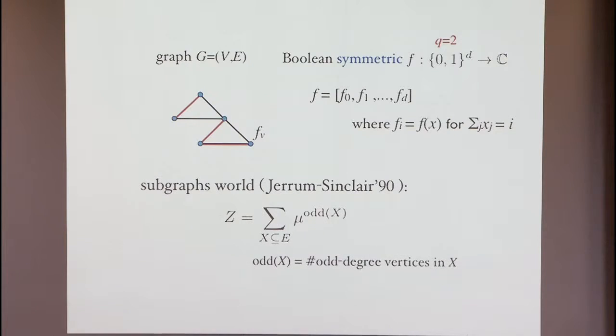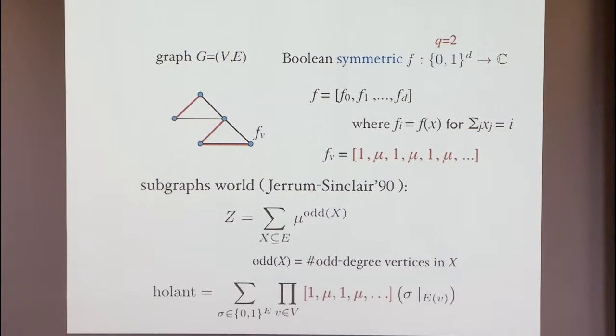And this is the subgraphs world problem from Jerrum and Sinclair's Markov chain for the ferromagnetic Ising model. I omitted the edge weight here. So the signature is this parity function. Depending on the parity of the input, the signature returns either value 1 or value omega, or value mu.